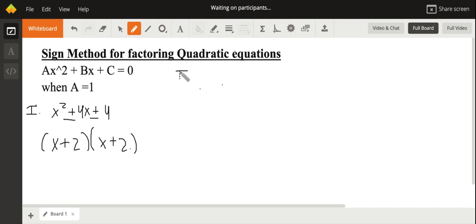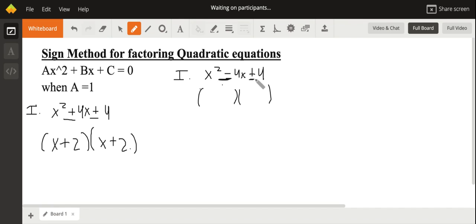Second scenario, you could have two negative signs. So let's say x squared minus 4x. Actually, let's say a negative and a positive plus 4. So in this case, you have two signs. They're both the same. That's what this sign tells you. And they are both negative. That's what that second one tells you.